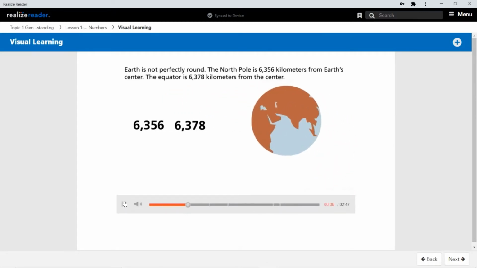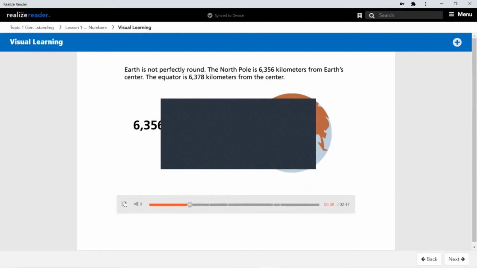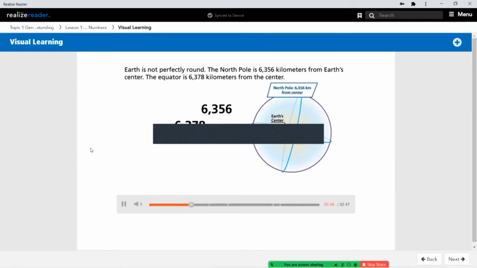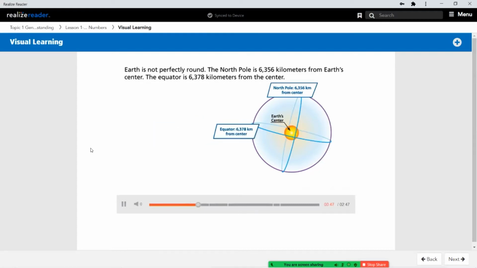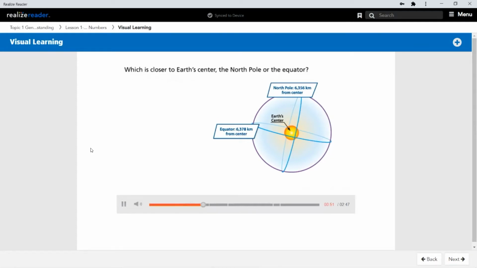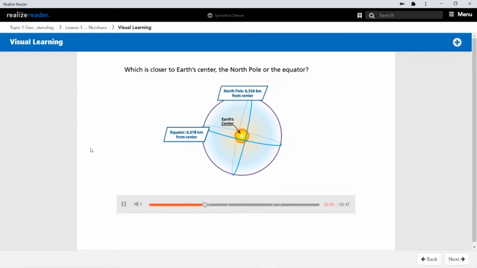Earth is not perfectly round. The North Pole is 6,356 kilometers from Earth's center. The equator is 6,378 kilometers from the center. Which is closer to Earth's center, the North Pole or the equator?